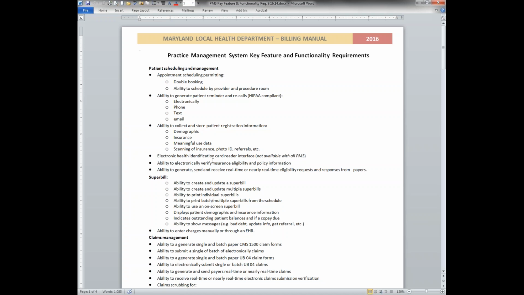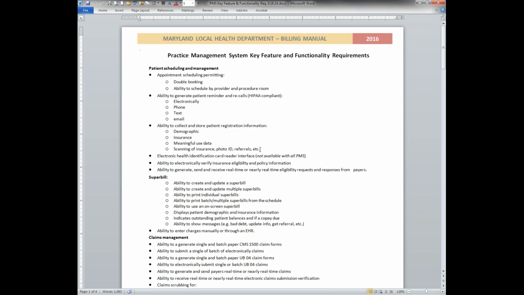To go off what Chris said, also the ability to collect and store patient registration information, the demographic, insurance, to be able to scan your insurance cards is really important. Also, it collects meaningful use data, and also you do photo IDs, referrals, and that type of thing in the practice management system. Some of the EMRs, EHRs, also have that capability if you don't have a practice management system. But typically, you have a practice management and an integrated EMR working together.